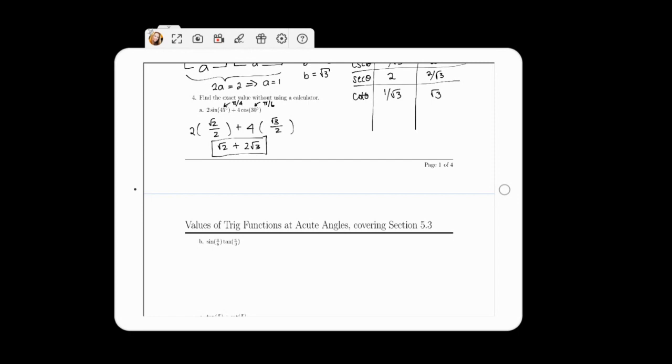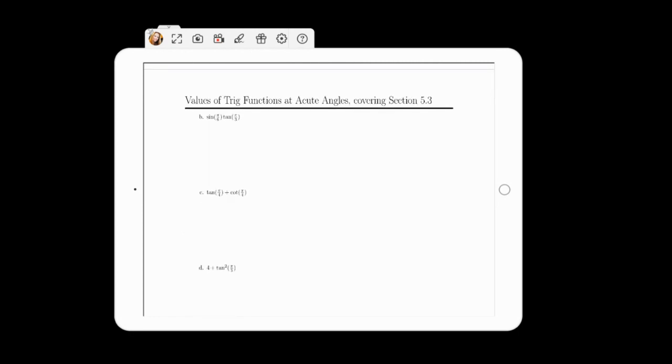Okay, so next problem, sine of pi over 6 times tangent of pi over 3. Sine of pi over 6 is equal to 1/2. If you forgot, I don't think you should forget, but if you're still trying to memorize these as you watch the video, just keep in mind the triangle, and then you'll have everything you need.